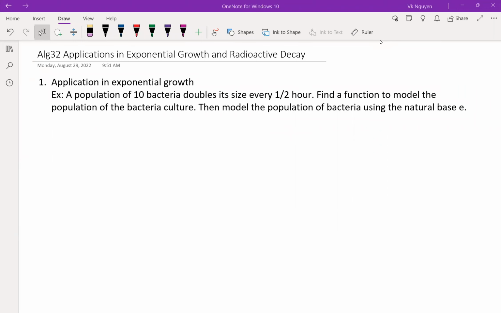Today we explore lesson 32 in algebra, applications in exponential growth and radioactive decay. 1. Application in exponential growth. A population of 10 bacteria doubles its size every half hour. Find a function to model the population of the bacteria culture. Then model the population of the bacteria using the natural base e.